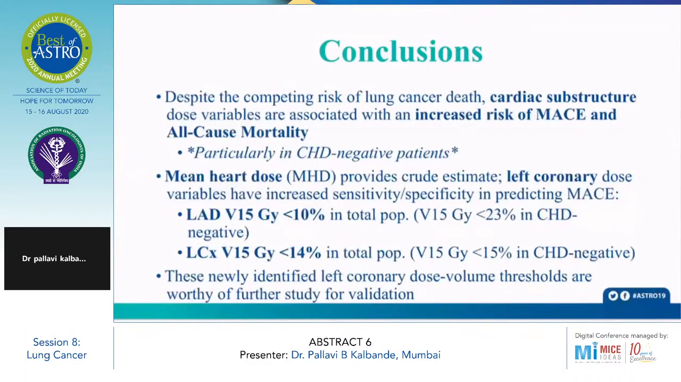So at the end, they concluded that despite the competing risk of lung cancer death, cardiac substructure dose variables are associated with an increased risk of MACE and all-cause mortality, particularly in CHD negative patients. As mean heart dose provides a crude estimate, left coronary dose variables have increased sensitivity in predicting MACE. That is, LAD dose V15 gray less than 10% in the total population, and left circumflex V15 gray less than 14% in the total population. These newly identified left coronary dose volume thresholds are worthy of further study for validation.